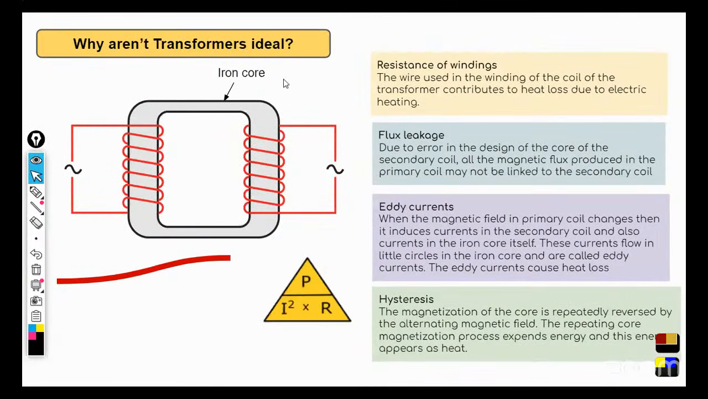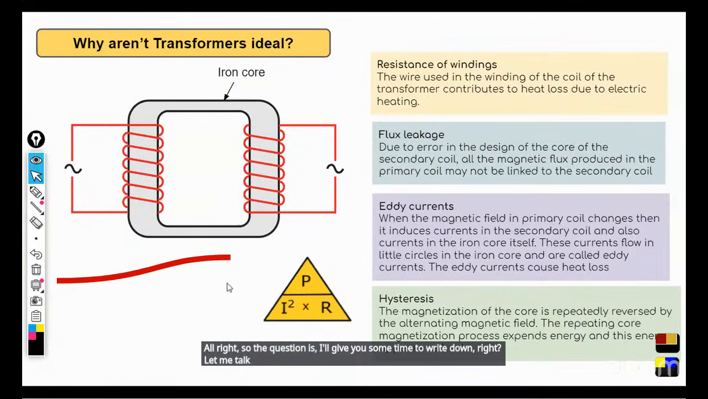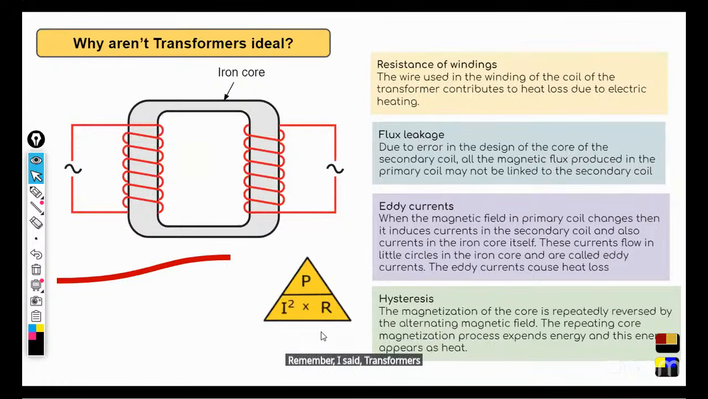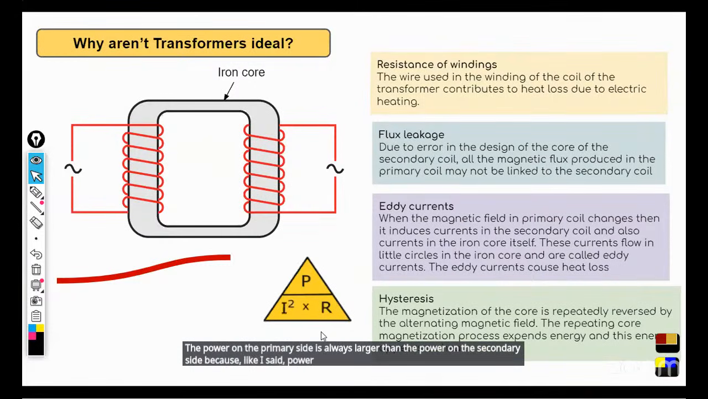All right. So the question is, I'll give you some time to write down, right? Let me talk a little bit, because if you're writing and talking at the same time, you're going to miss out on key things. Remember I said transformers are not ideal or perfect in real life. In real life, some of the power is lost. The power on the primary side is always larger than the power on the secondary side because, like I said, power goes missing. But why? Why does a transformer lose power?